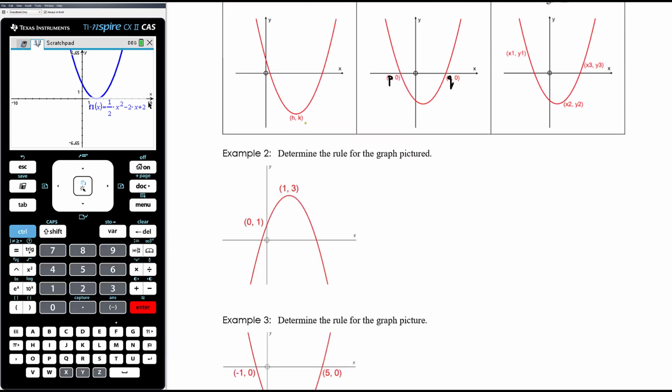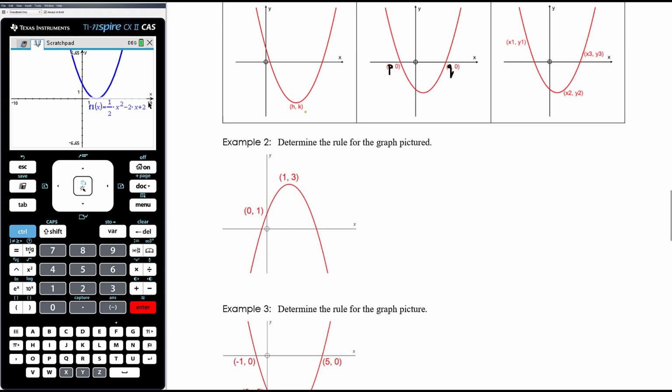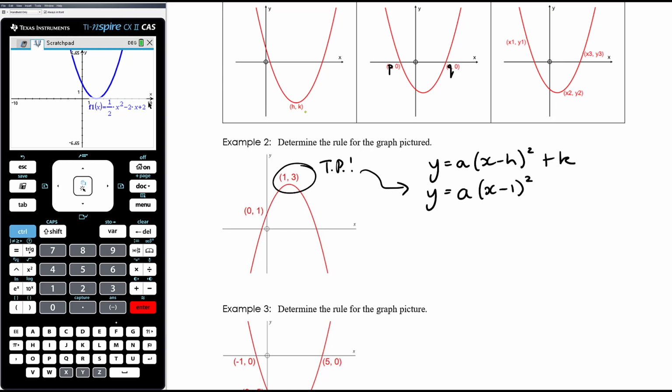So, determine the rule for the graph pictured. Here I've got the turning point, so I'm going to start with turning point form. Turning point form is y equals a times (x minus h) all squared plus k. If the turning point's at (1, 3), that means the equation is y equals a times (x minus 1) all squared, to the right by 1, plus 3 because it's up by 3.